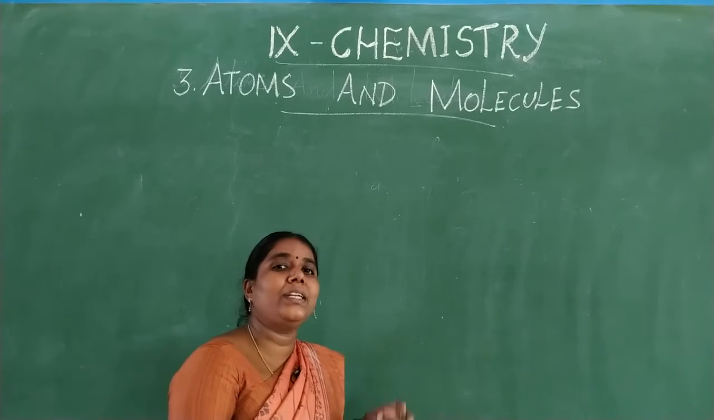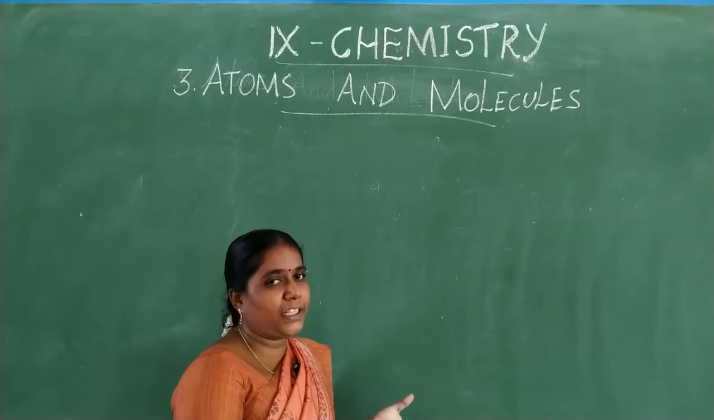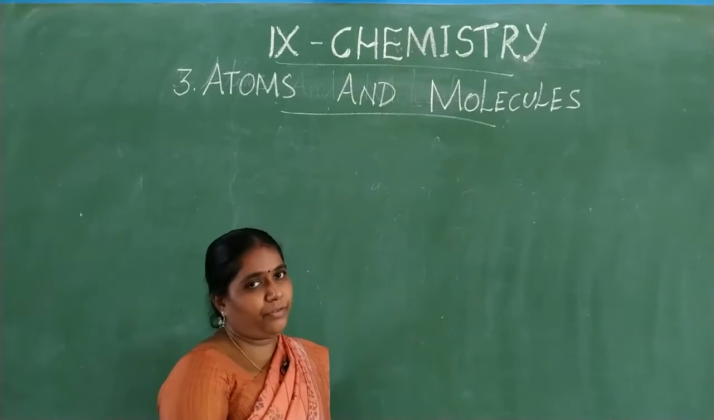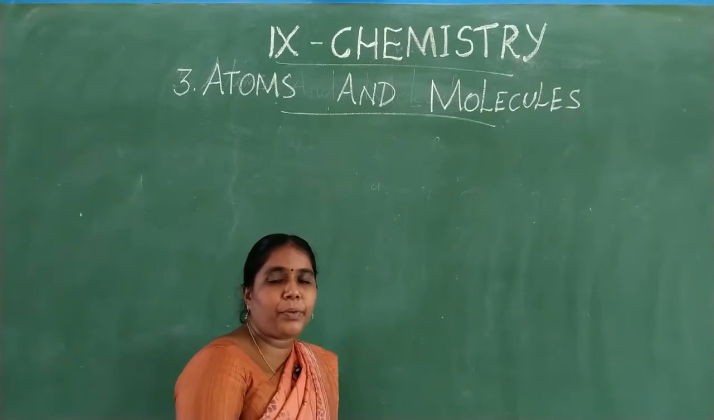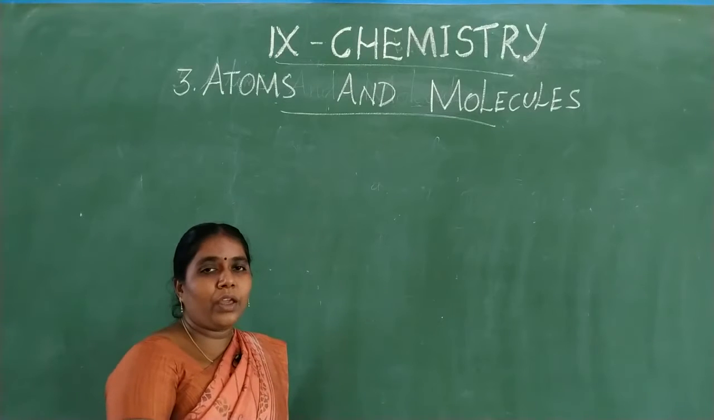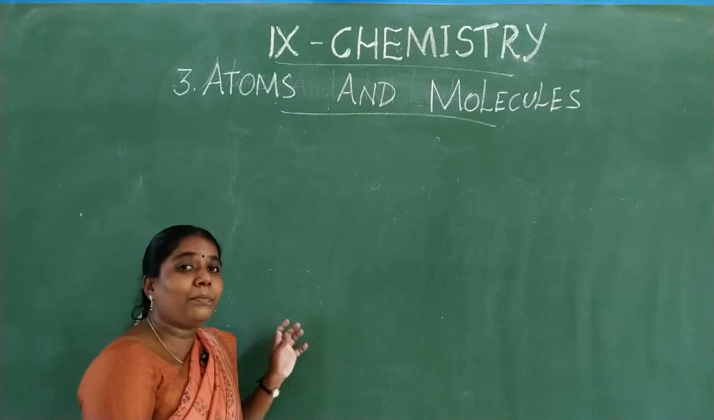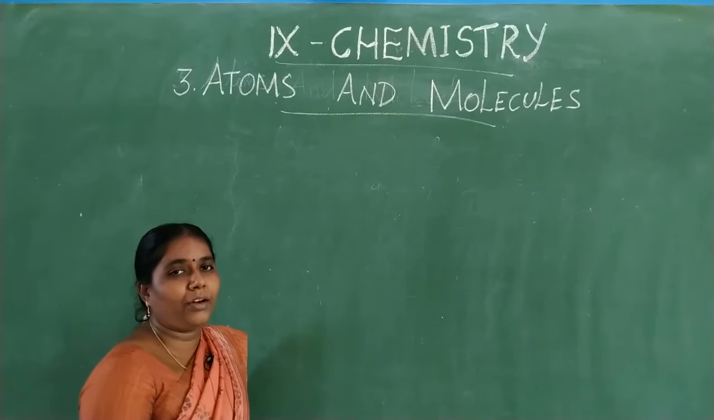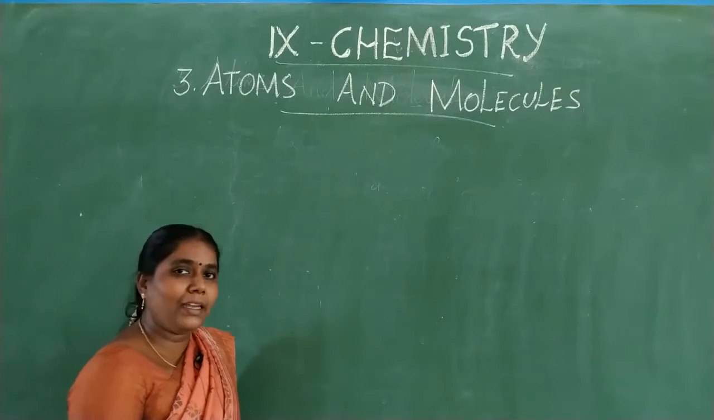Before that, Dalton gave some symbols for elements, but they were difficult to identify. Then Berzelius gave symbols for elements: the first letter, or the first letter and another letter from the element's name, is chosen as the symbol. In this way, we are writing symbols nowadays. So what is a symbol? A chemical symbol is nothing but a short way of representing an element.